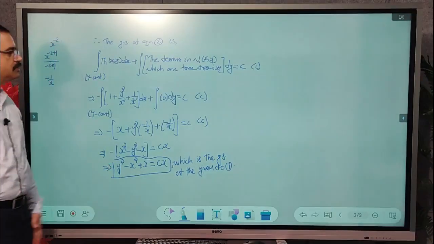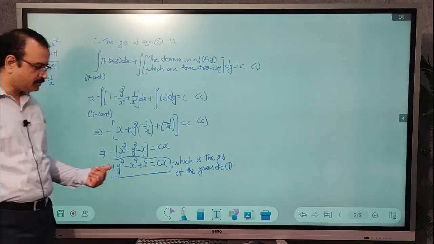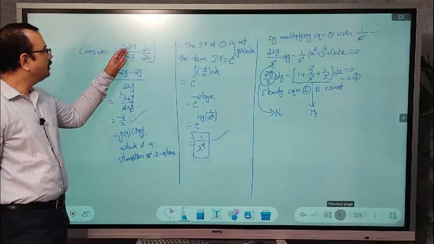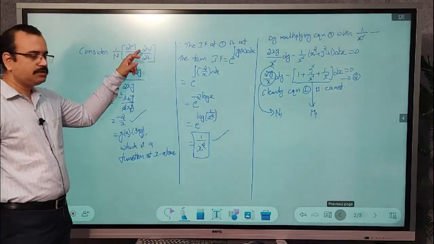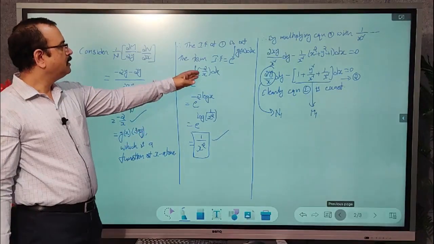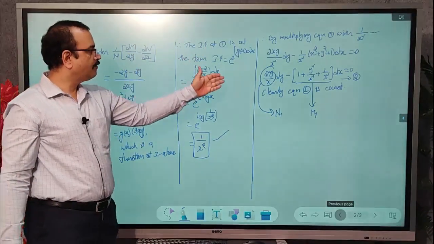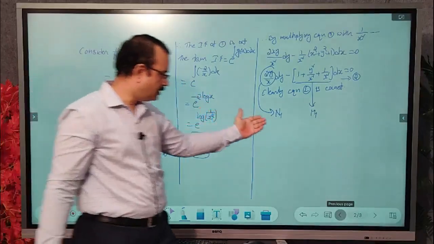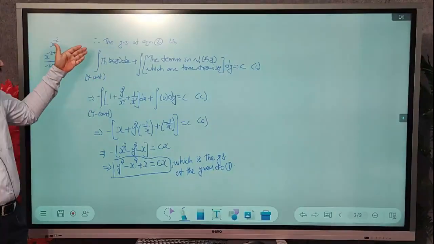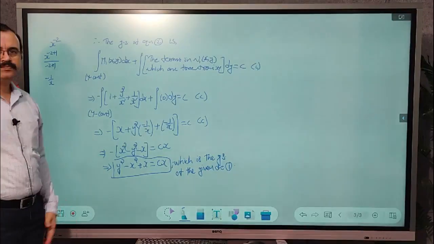So this is how we can convert a non-exact differential equation into an exact differential equation with the method 1 by N into dou M by dou y minus dou N by dou x. If it is a function of x alone, then the integrating factor we can calculate as e power integral g of x dx, and then by multiplying the given DE with the integrating factor we can convert it into an exact one, and later, by using the exact differential equation solution procedure, we can find the general solution of the given differential equation. Thank you.